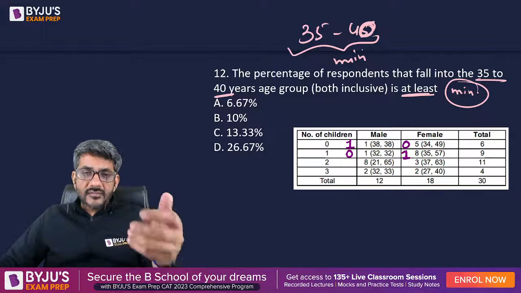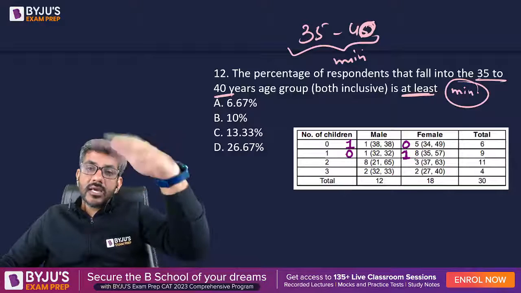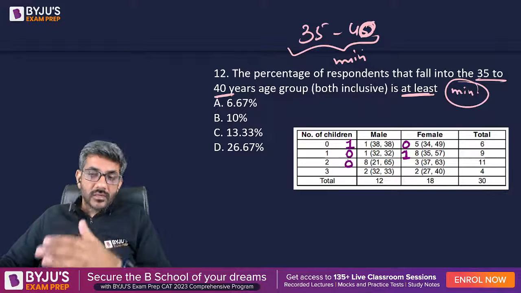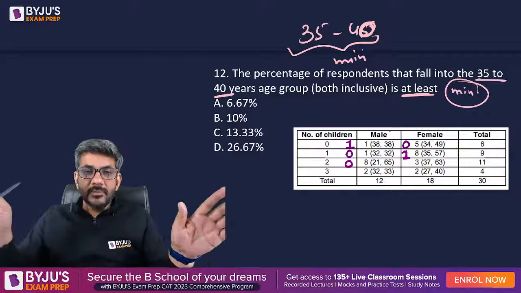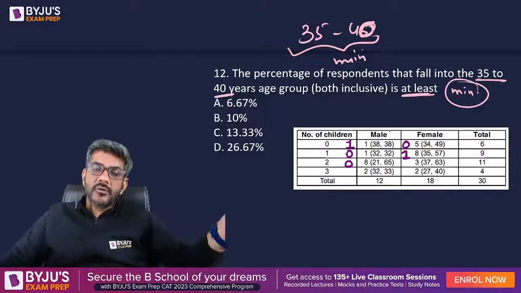Others are 35 and above. Above me, it can go up to 57. So they all can be above 40. That's a possibility. Here, I can have no one between 35 and 40 because the youngest person is 21 years, maximum is 65. I can keep all these 8 people out of the required range of 35 to 40. So all of them can be either below 35 or above 40.